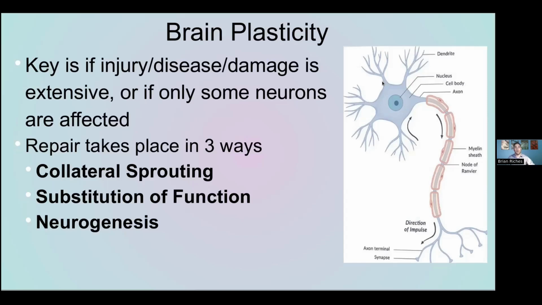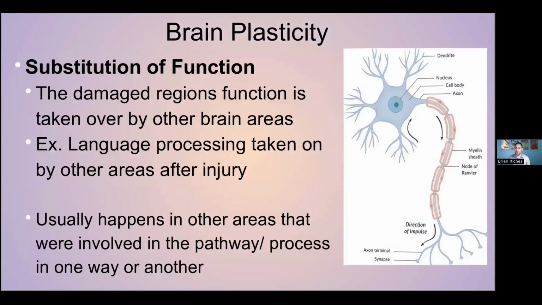The neurons kind of learned, hey, I can do this. This is important. I do this all the time, so I'm going to do it with less energy now, versus something new, which takes more energy to learn. This kind of plasticity mainly happens in three specific ways: collateral sprouting, substitution of function, and neurogenesis. So I'll actually jump forward and start with neurogenesis.